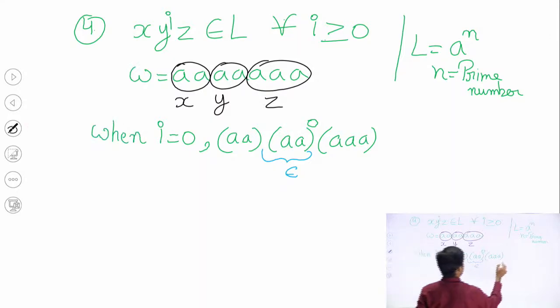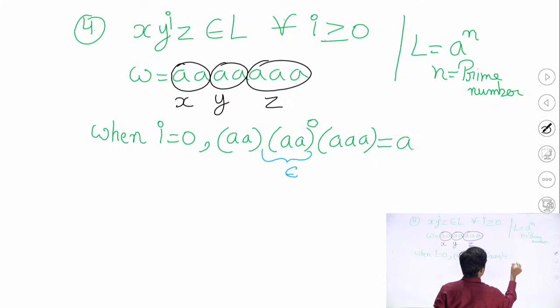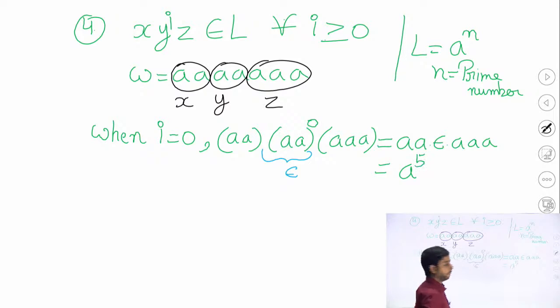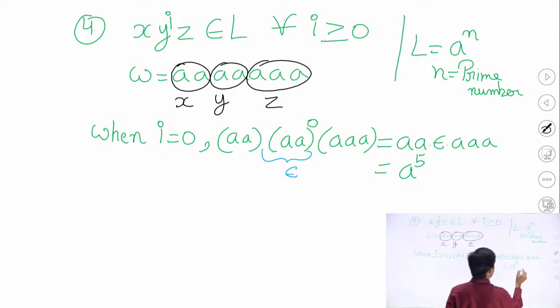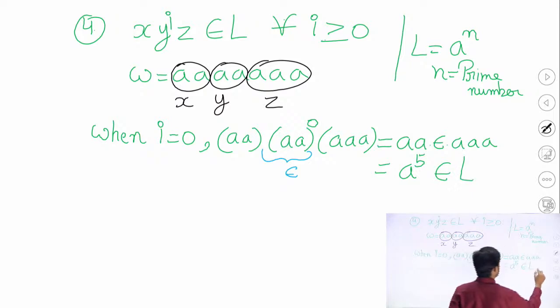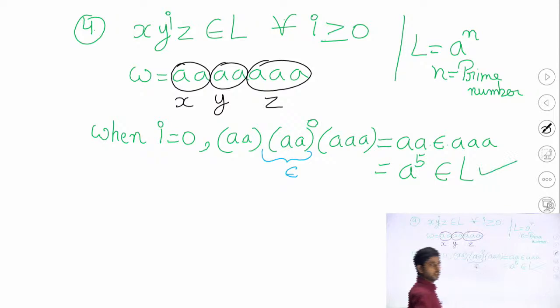So it will be equivalent to a epsilon 3 times a. It will be a raised to power 5, and 5 is a prime number, so this a raised to power 5 belongs to language L. This will be satisfied. Now check for i equal to 1.